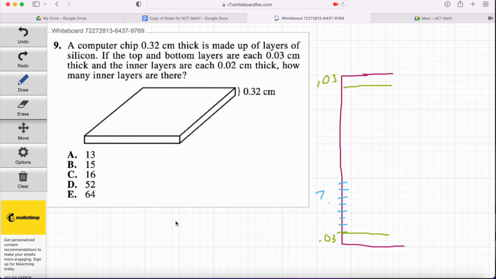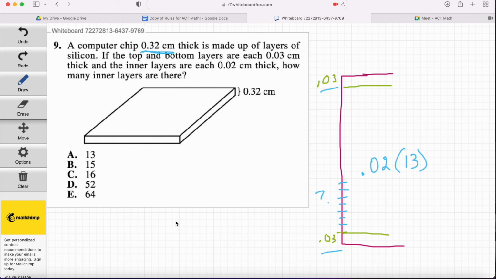Would it be just 13 multiplied by 0.03? Well, the inner layers aren't 0.03. Okay, so how much are the inner layers? They tell us. Oh, 0.02. Yeah, 0.02. Absolutely. So we can multiply 0.02 by 13, right? Okay. Yes. And then add that to these two outer layers and see if it gives us 0.32, which is what we're looking for ultimately.